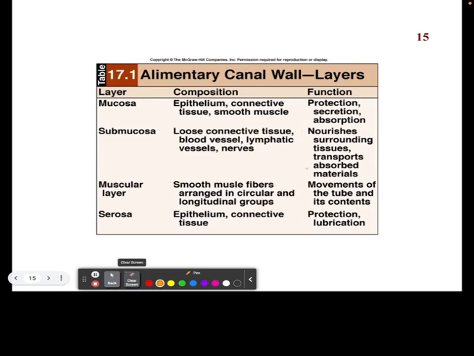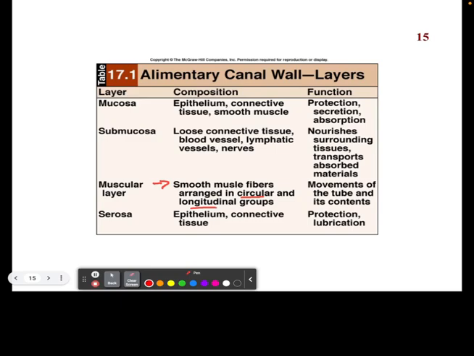Next is the muscular layer. This is primarily made of smooth muscle, meaning that it works by itself. You don't have to think about it. It's involuntary. And these are arranged in circular and longitudinal groups. Why is that? Because it helps us to move or propel the food through the canal. They're going to work together and alternate. One will contract, one will relax, and it'll help push the food through.